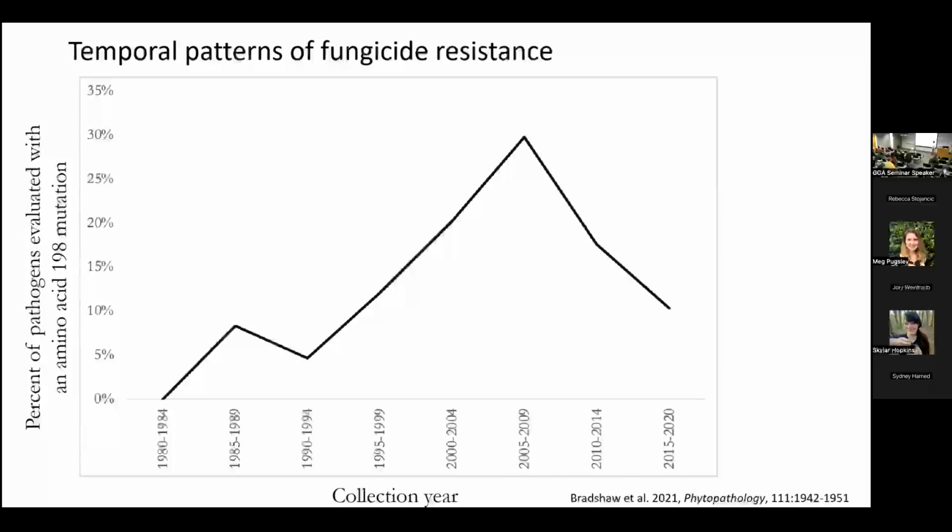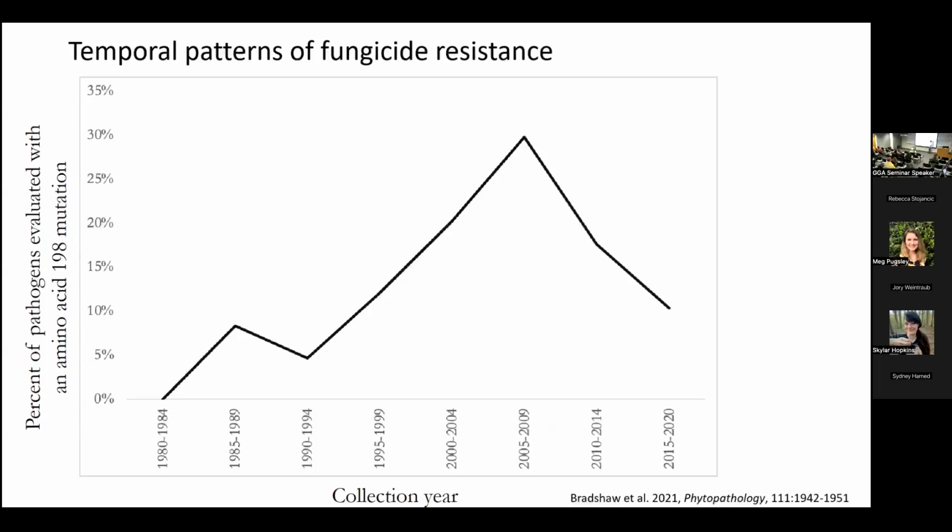And this is the data that we found. This is the percent of the pathogens that had this point mutation. You can see, of course, prior to 1980, FRAC1 fungicides really weren't used very often, and we're not seeing any resistance in the populations. Then as we start using more fungicides, we're starting to see a lot more resistance.